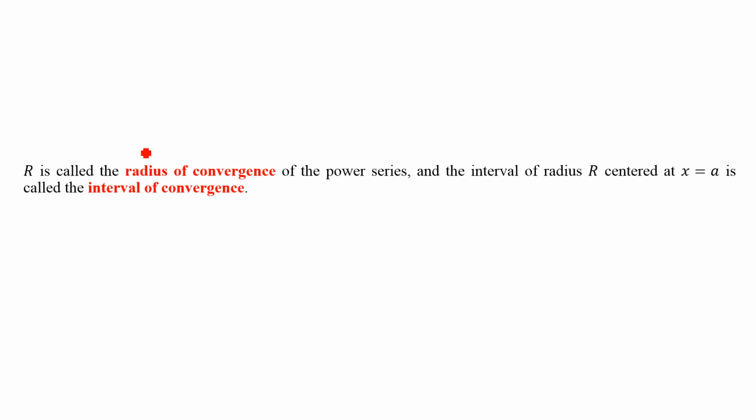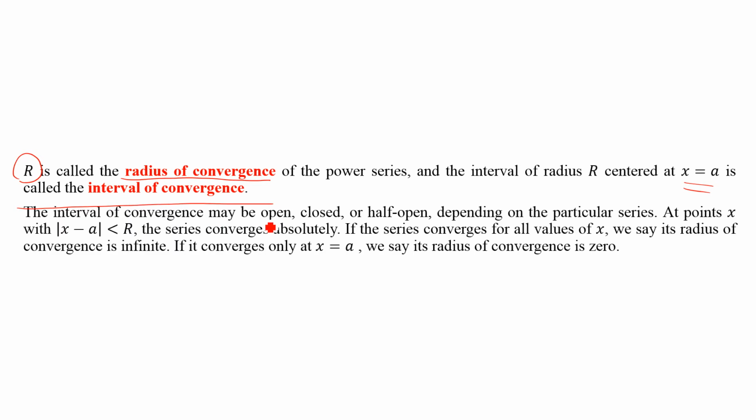In this case, R here is called the radius of convergence of the power series, and the interval of radius R centered at a is called the interval of convergence. The interval of convergence may be open, as we have already seen in the last examples. It may be open, closed, or half open, depending on the particular series. At points where the absolute value of x minus a is less than R, the series converges absolutely. If the series converges for all values of x, we say its radius of convergence is infinite. If it converges only at x equal to a, we say that its radius of convergence is 0.